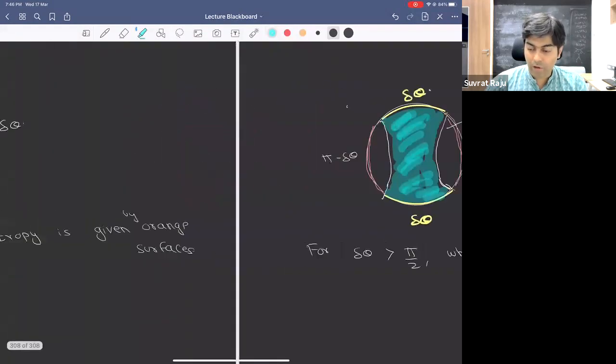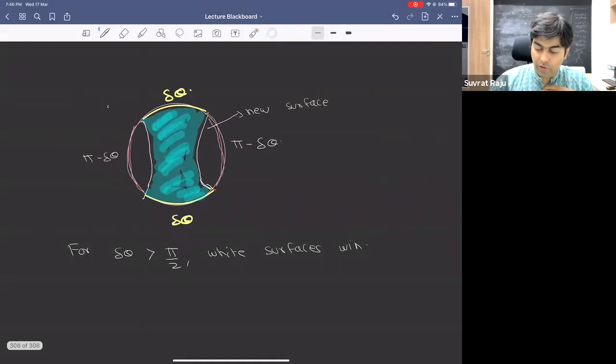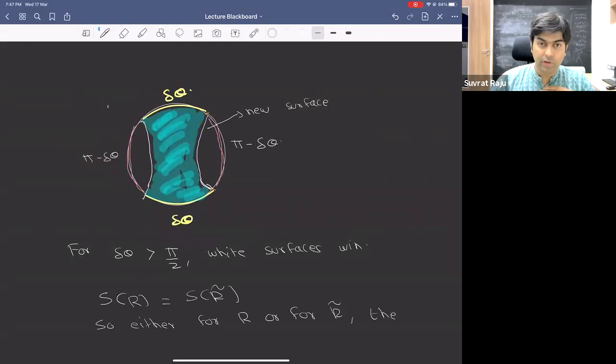You see, if you go back to the previous diagram that we have here, we said that for delta theta smaller than pi by 2, the entanglement wedge was the old entanglement wedge. It was a union of the old entanglement wedges. So the orange surfaces win. But when the orange surfaces are winning for delta theta, if you were instead to focus on the complementary regions, then you see that the orange surfaces are winning for the complementary regions as well. And therefore, the correct way to compute the entropy of the complementary regions would also be by taking these orange surfaces. Okay. And so the claim is, you see, and that's not surprising because S of R is equal to S of R tilde. So either for R or for R tilde, the entanglement wedge is non-trivial. Okay, so EW is entanglement wedge, and the entanglement wedge is non-trivial.